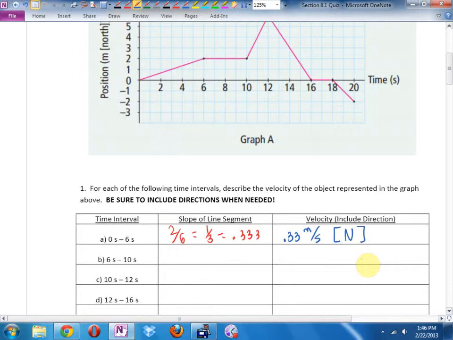Yes? Yeah, but it's really 0.3333. Yeah, carry a couple of extra decimal places.